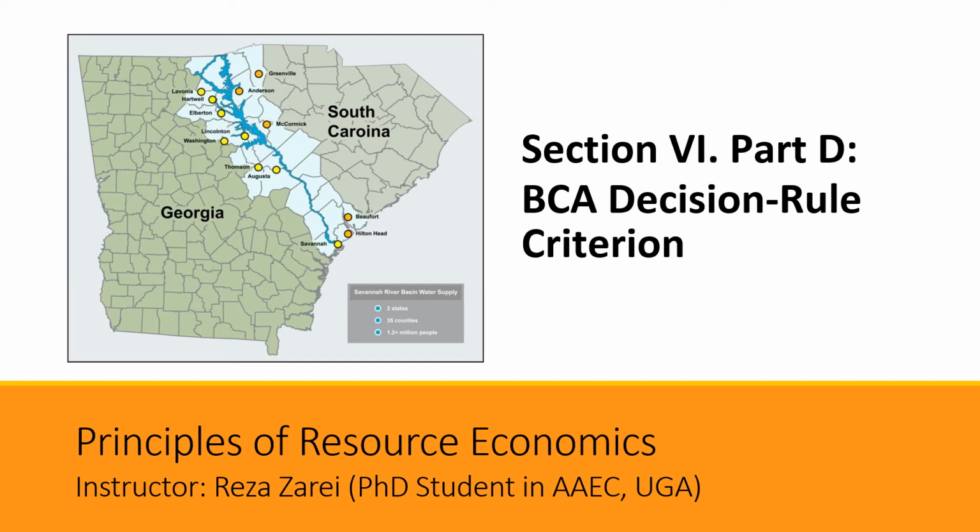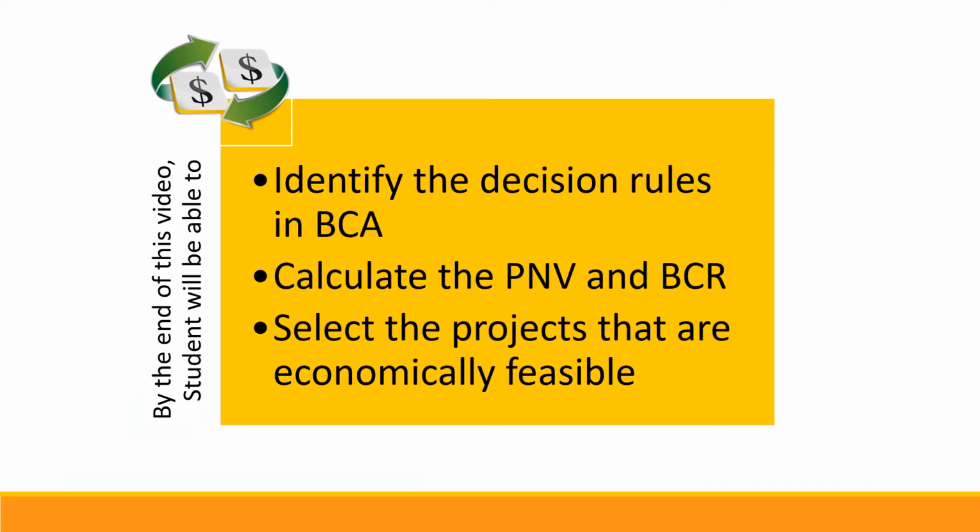Section 4, Part D, Benefit Cost Analysis, Decision Rule Criterion. By the end of this video, a student will be able to identify the decision rules in benefit cost analysis, calculate the present net value and benefit cost ratio, and select the projects that are economically feasible.